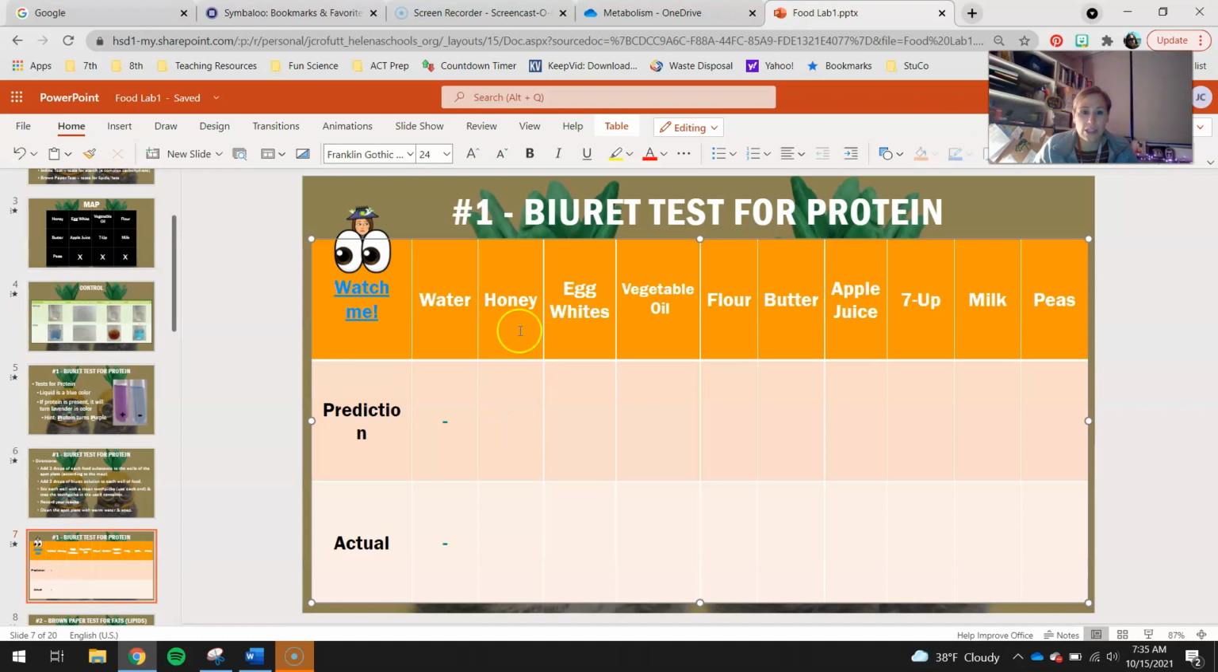Okay. Honey, you guys are going to predict whether honey has protein. There's no need to look these up. These are just predictions, okay, guys? So don't worry about looking them up. If you're wrong on your predictions, that's fine. You guys are learning about this stuff, and we're going to test them and find the actual results.